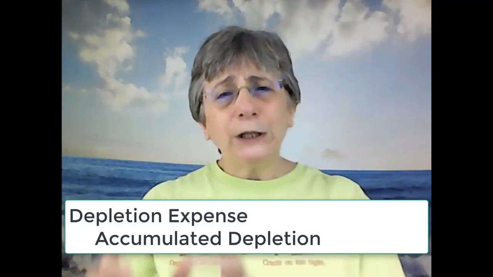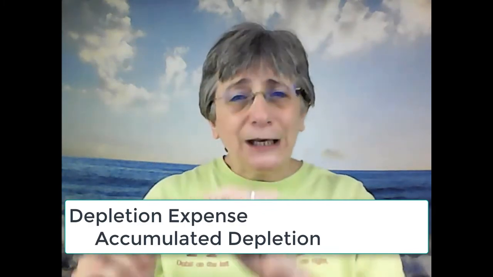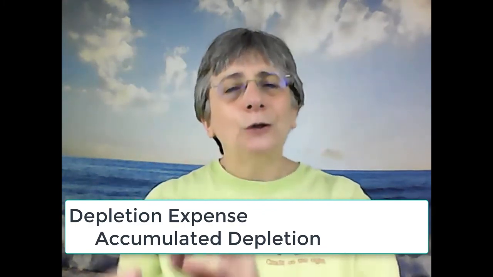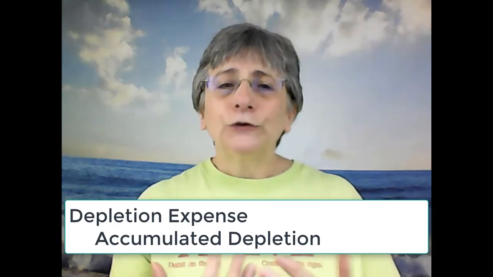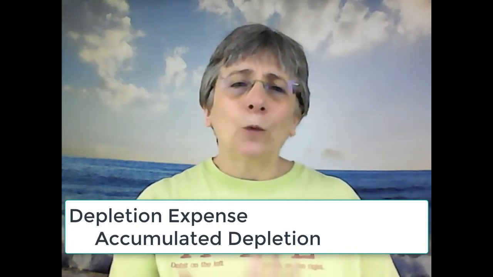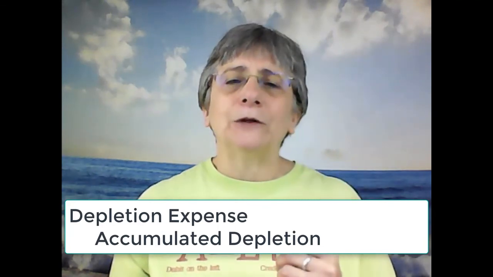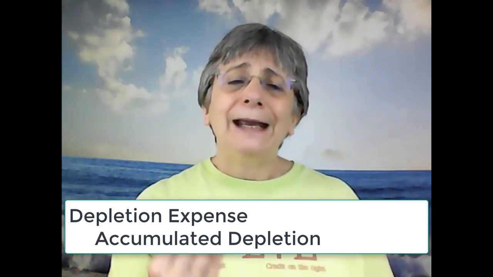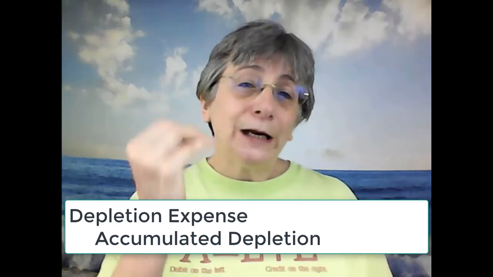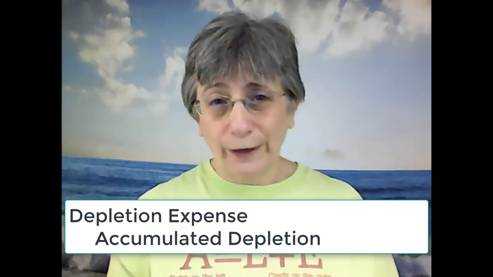Well, with depletion, we're going to use depletion expense and accumulated depletion. So for our year one woodlot adjusting entry, we would be debiting depletion expense for $2,400 and we would be crediting accumulated depletion for $2,400.